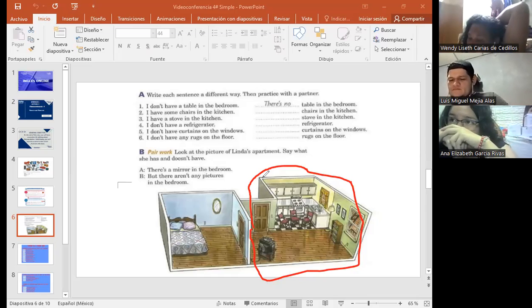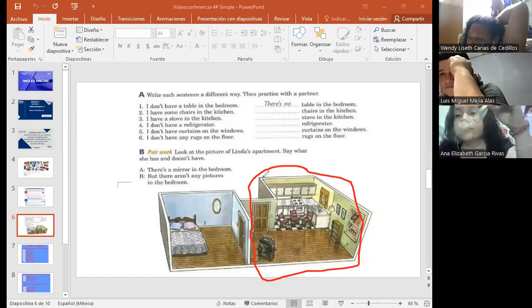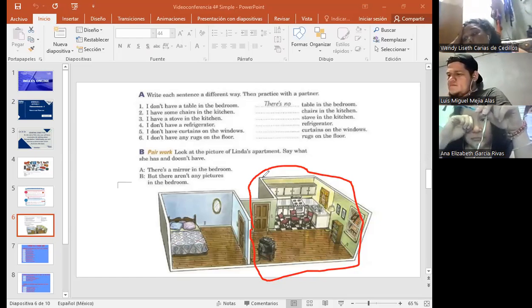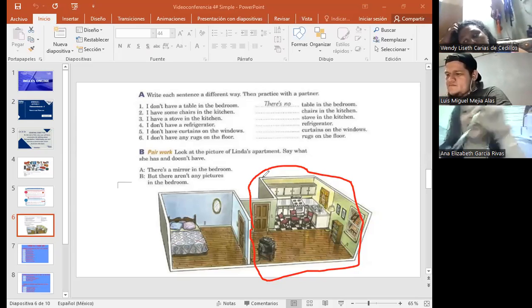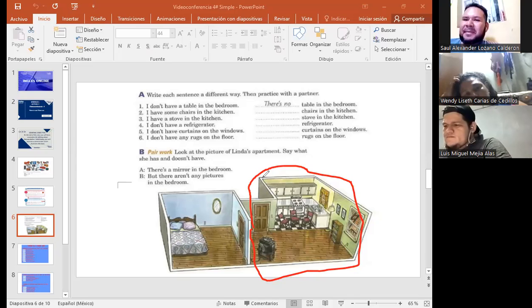There is a bookcase. Cabinet. Curtains. Curtains, okay. There is a lamp. So we can see that this part of the house has a bigger space. Yeah, I can see that. It looks very good. Nice house, but there are some things that are needed.